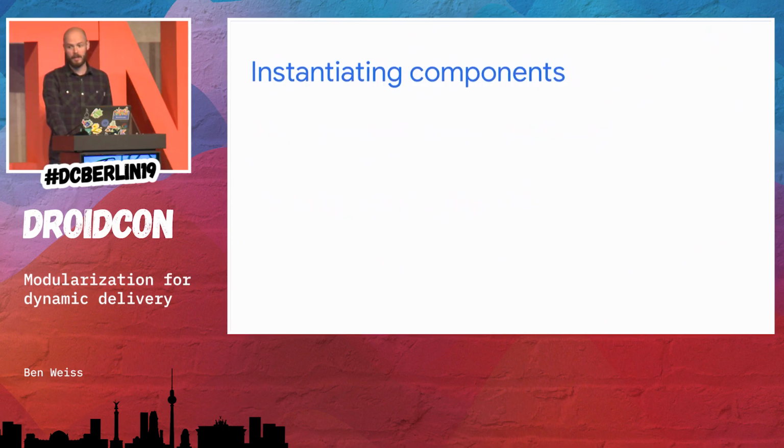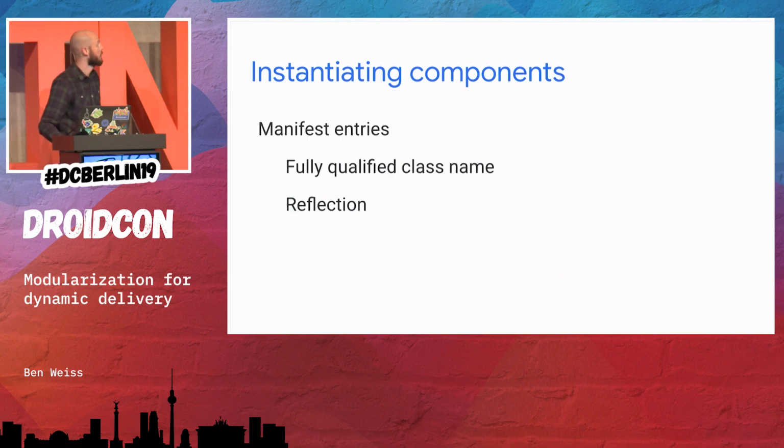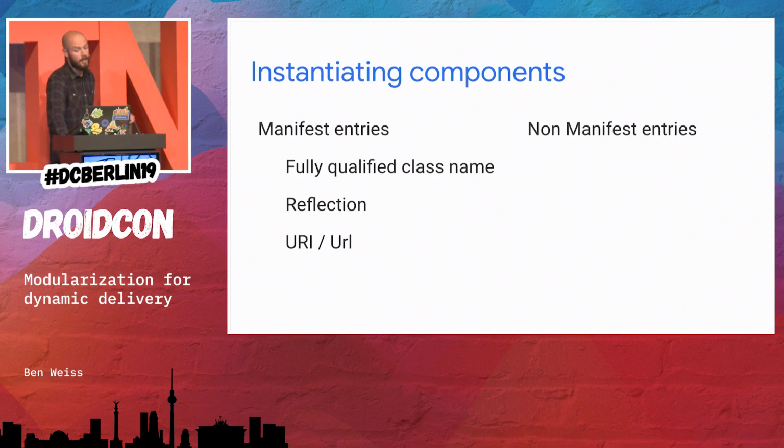So when it comes to instantiating components, there's one way for manifest entries, which you can use fully qualified class names, or reflection, or URLs or URIs. For non-manifest entries, you can use reflection as well, or discovery through a couple of ways. I'll show you how that works in a moment.